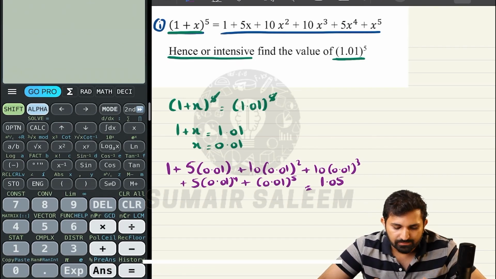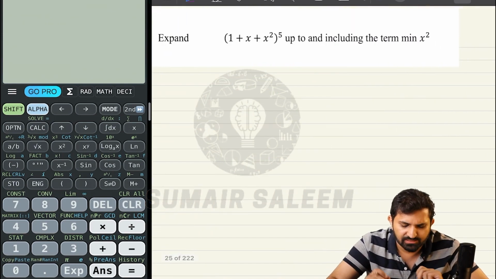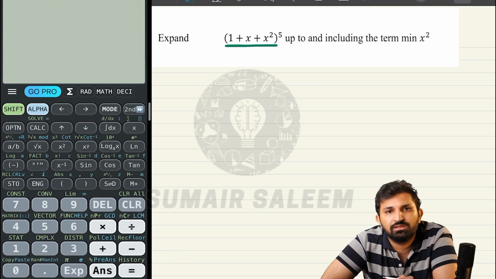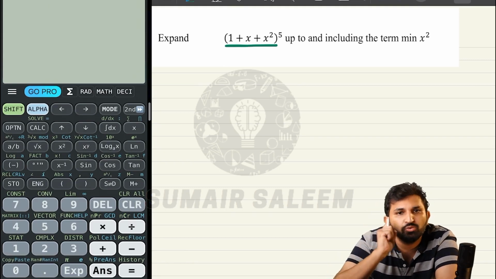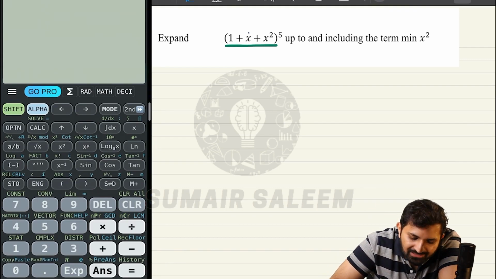Okay, now it was an easy concept. Now let's move to the next thing. This is the second last concept. Sometimes the examiner gives you 3 terms. What does the word binomial mean? 2 terms. So in that case, substitute the 2 terms with a single term.